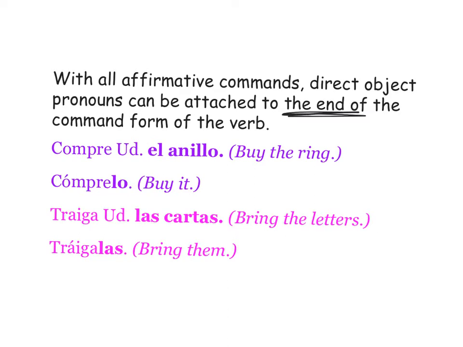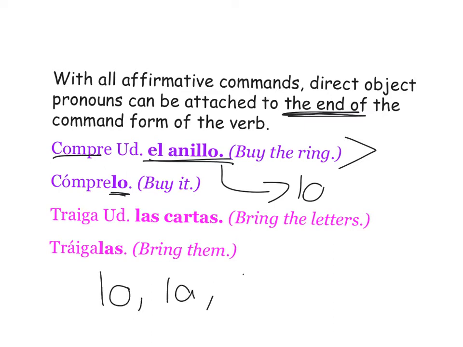So, for example, this sentence, compre el anillo, okay? Buy the ring. That is the command. And instead of saying buy the ring, I want you guys to now put buy it. So, el anillo goes with lo. We have 4 direct object pronouns, right? Lo, la, los, and las. So you basically have to look at the noun and see which pronoun it would go with.